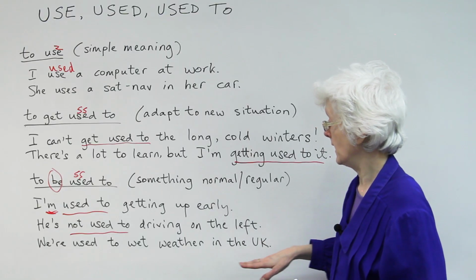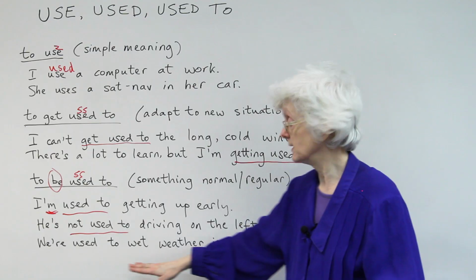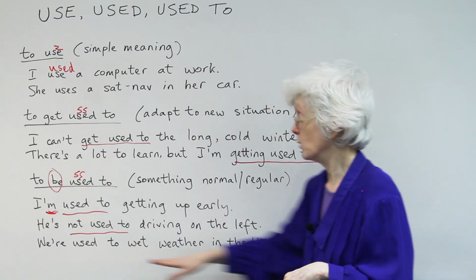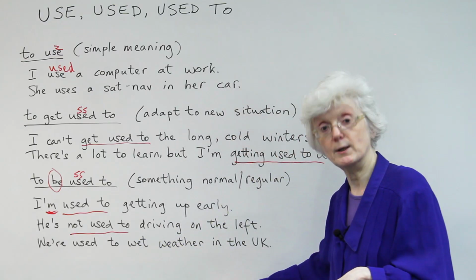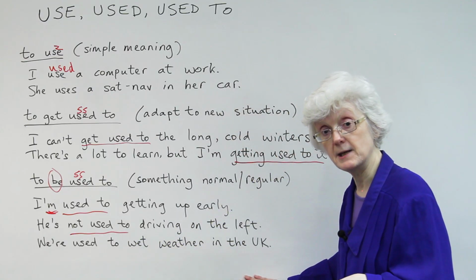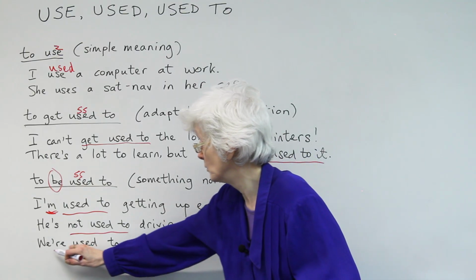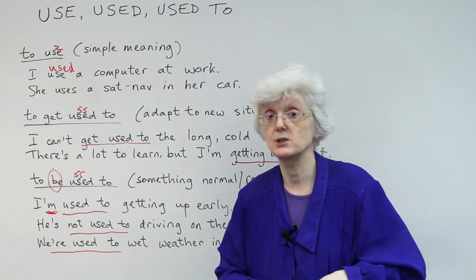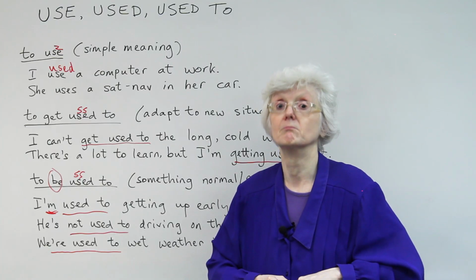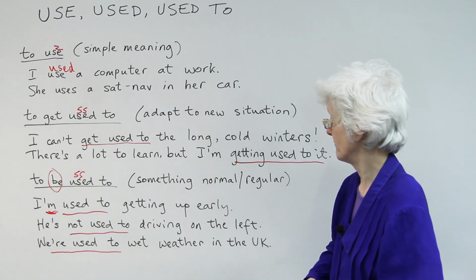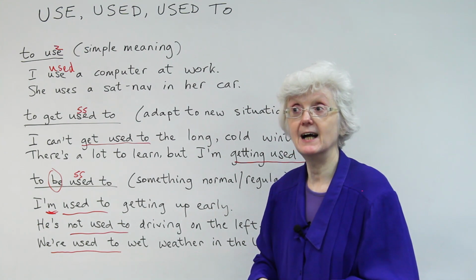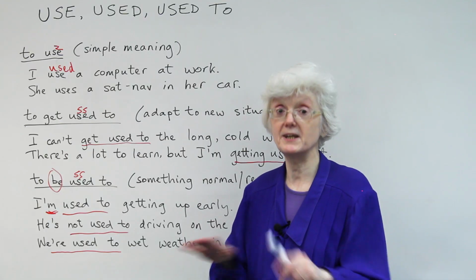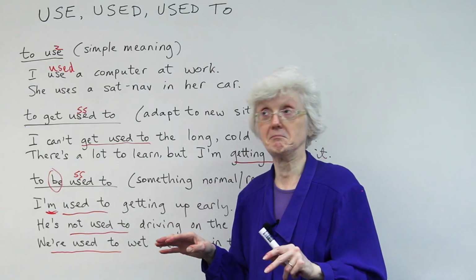Okay? And then finally in this section, again the weather. In this country, in the UK, we're used to wet weather. Okay? We are used to wet weather. It rains a lot, especially in the autumn. Okay? And in the spring. And in the winter, and it's sometimes in the summer as well. So it can be very wet here.